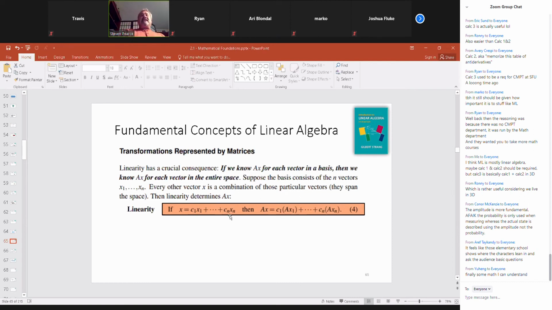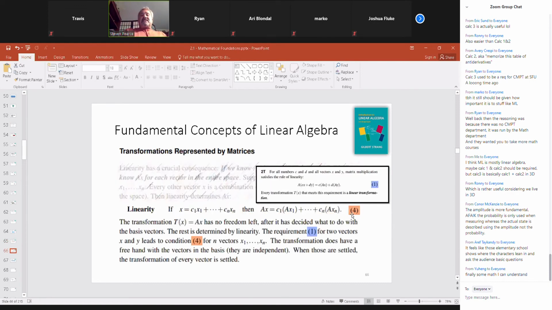If x equals this set of coefficients, then Ax equals c a x1 plus all the way through. You can represent it in matrix form. So what does it say here? The transformation T of x equals A times x. It's like an eigenvalue problem almost. It has no freedom left after it is decided what to do with the basis vectors. The rest is determined by linearity. This is incredibly important. That's why we use the power of a linear vector space.